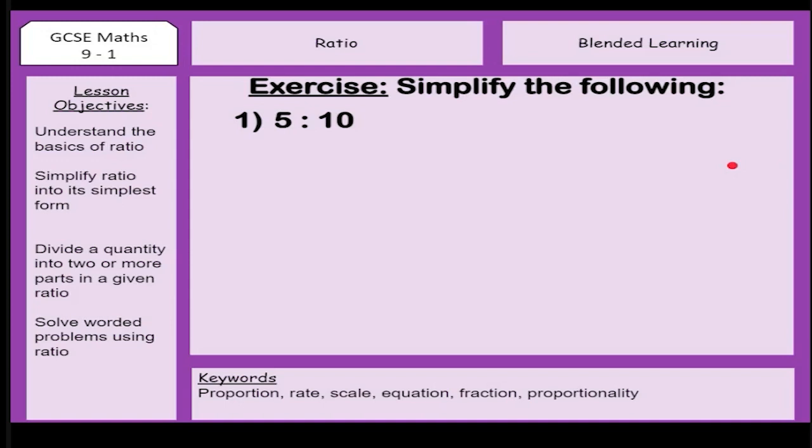So, you may have got it. Let's have a look. I look at 5 and 10. I know that 5 goes into 5 once, 5 goes into 10 twice. So my new simplified ratio would be 1 to 2.